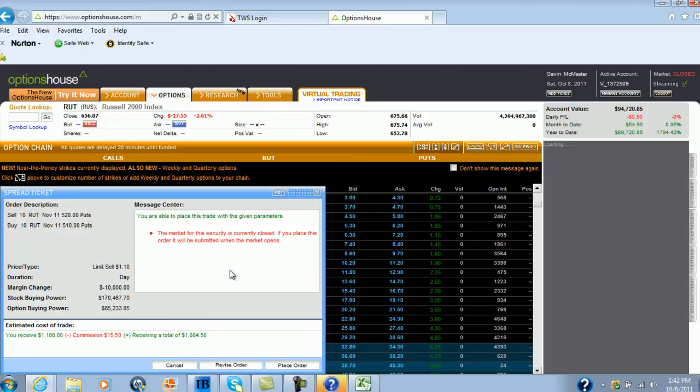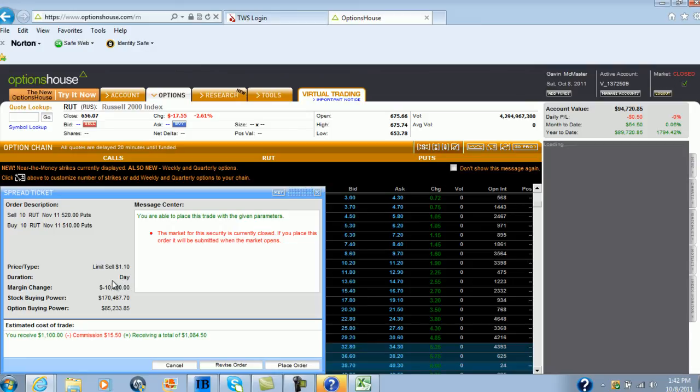Okay, also as it's a weekend here, it's just saying that the market for the security is closed, which is fair enough, and that the order will be submitted when the market opens. So we'll just double check everything here. Always a good idea when you're on this screen. When you're trading credit spreads, you always want to make sure you're doing a limit sell, not a limit buy. Very important. That was our price. We've got a day order.